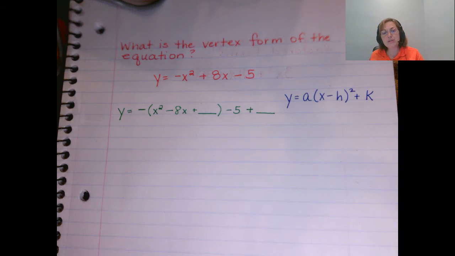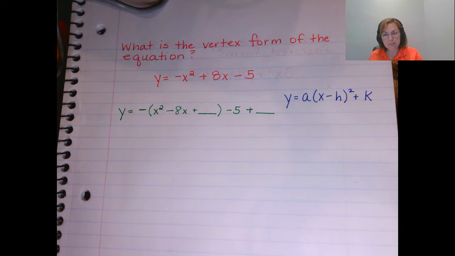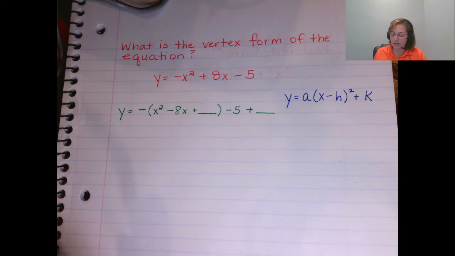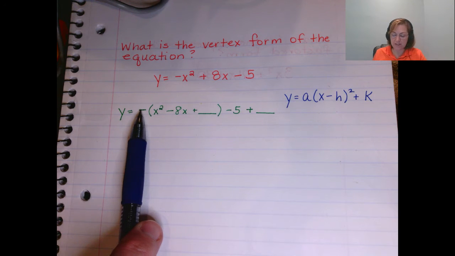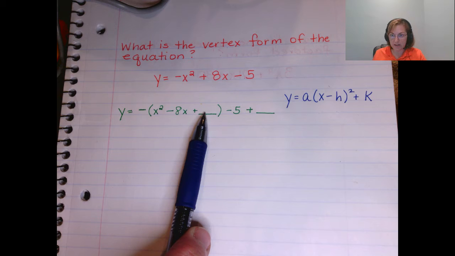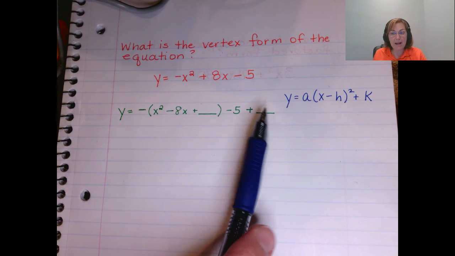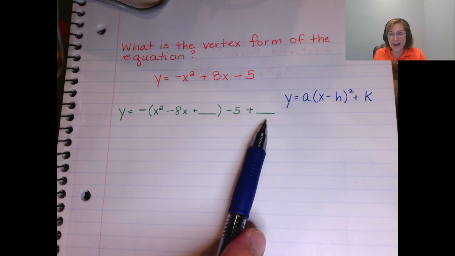And then I've also put some blanks in place because in order to complete the square, we're going to have to add something. I want you to see that really I have a negative that gets distributed to this blank. So whatever I put in this blank is being subtracted. I'm going to balance it on the same side by adding the exact same value here.